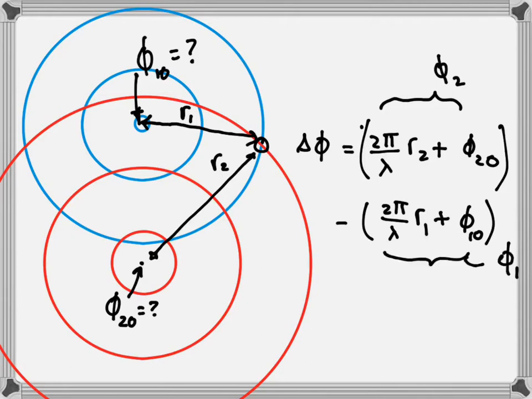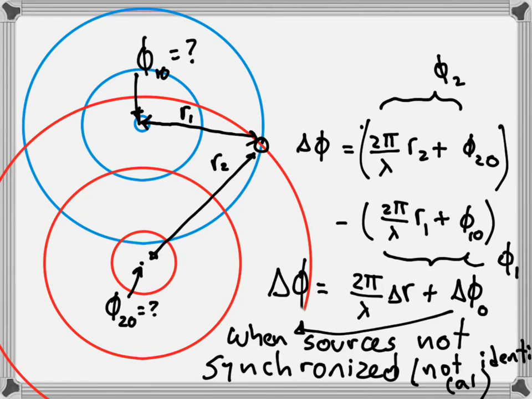So in the most general case, the difference in phase between those two waves can be written as 2 pi over lambda times r2 minus r1, which is what we call delta r, plus the difference in initial phase, that we're calling delta phi naught. This delta phi naught is a number that is going to be there in every situation where the sources are not synchronized. Sometimes the problem simply says that the sources are identical or they're not identical. If the problem says that the sources are identical, that means they're synchronized. But if they're not synchronized, it probably would tell you what is the difference in the initial phase of the sources.